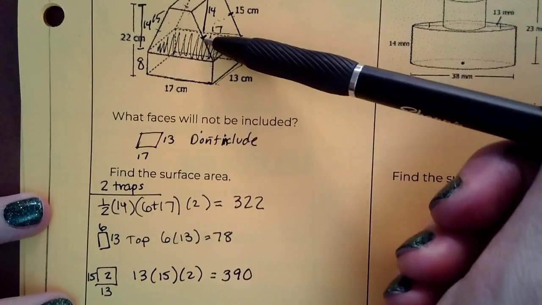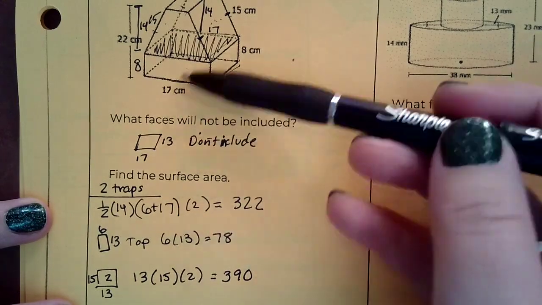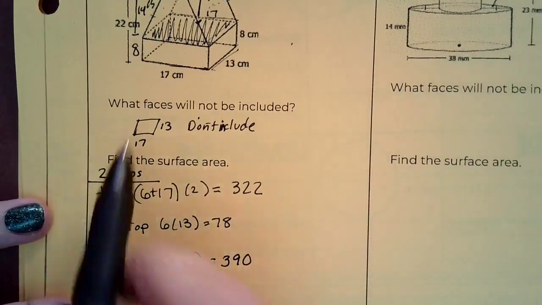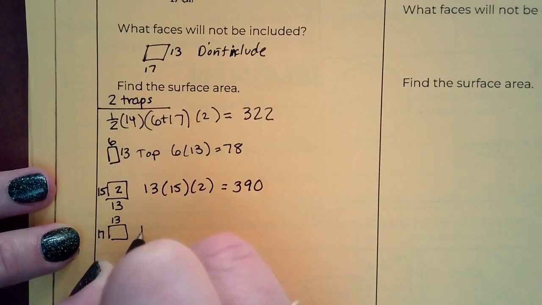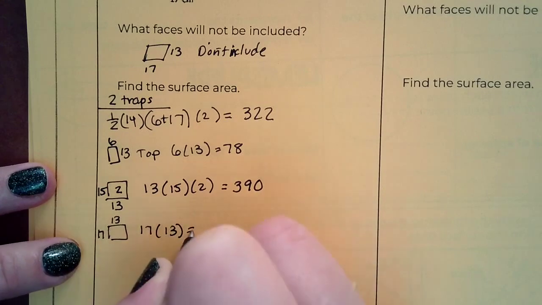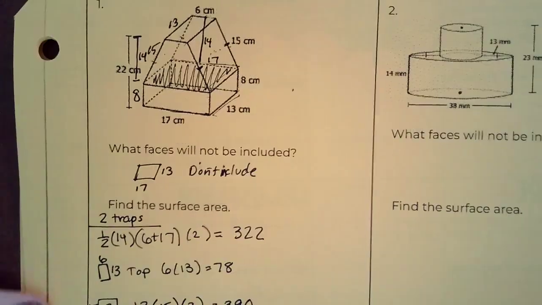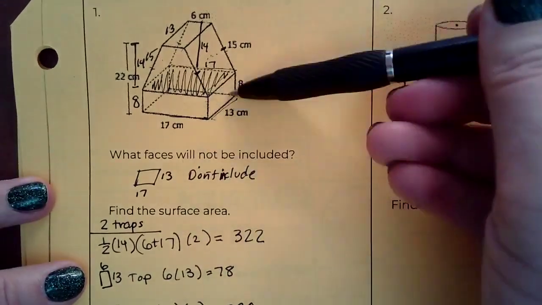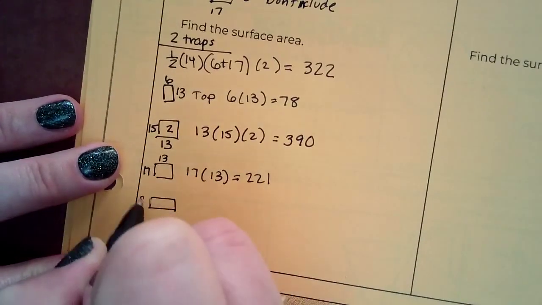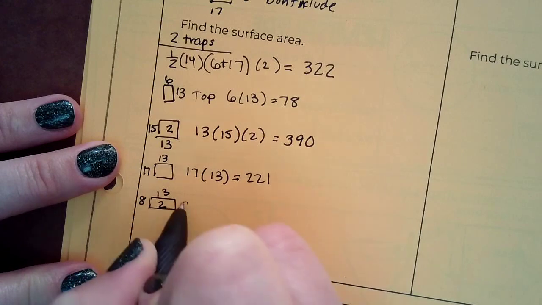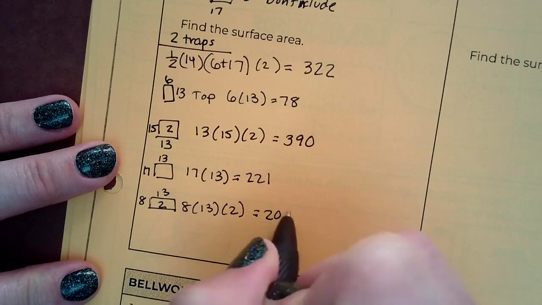I'm not including the bottom of the trapezoidal prism, so now let's go to the rectangular prism. Let's get the very bottom first. So 17 by 13, 221. Let's do the sides. So this side here, 8 by 13, has an identical match. So 8 by 13 and 2 of those, 208.